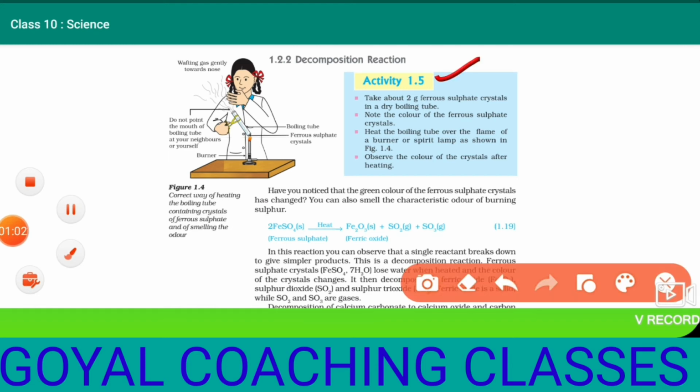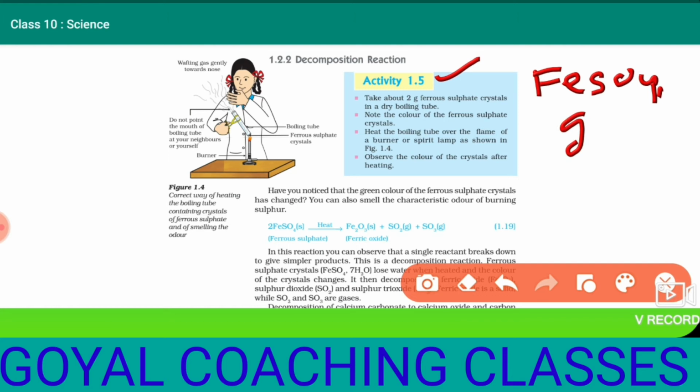Whenever we are talking about activity 1.5, now what they told you there is a ferrous sulfate crystal. What is it? Ferrous sulfate. The formula is FeSO4. Crystals are there in a dry boiling tube. Then note the color of the ferrous sulfate crystals. Usually they are of green color. After that, they are asking you to heat the boiling tube, then observe the color of the crystals after the heating. Clear? So all of you see what we are doing there.